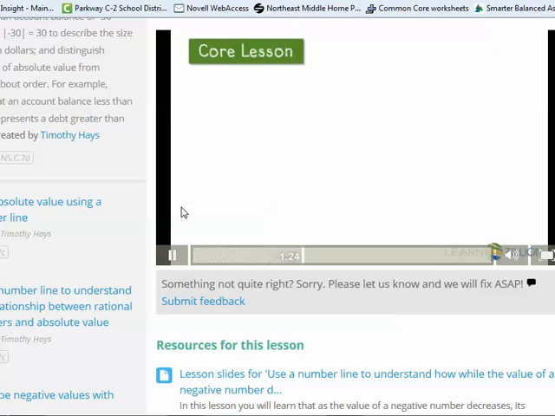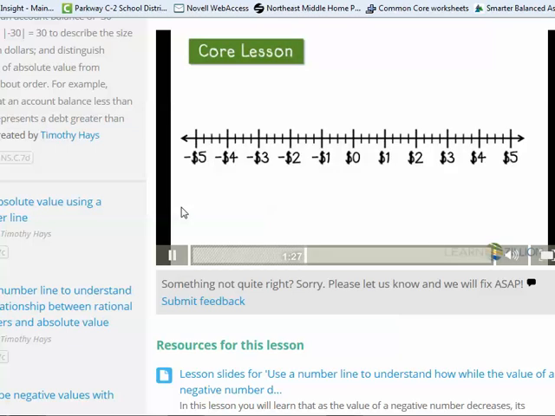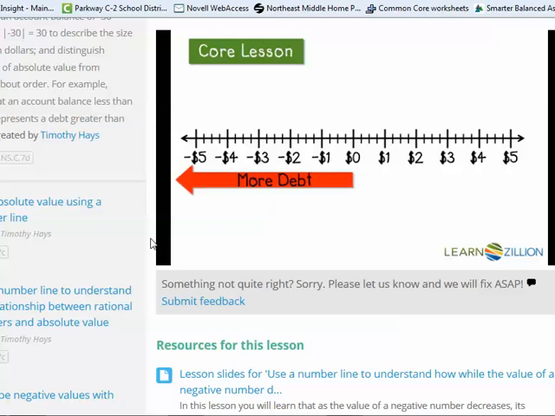Let's look at money on the number line. As we move to the left on the number line, our numbers get smaller. When we're talking about money on the number line though, and we move to the left from 0, we're actually creating more debt or a greater debt.